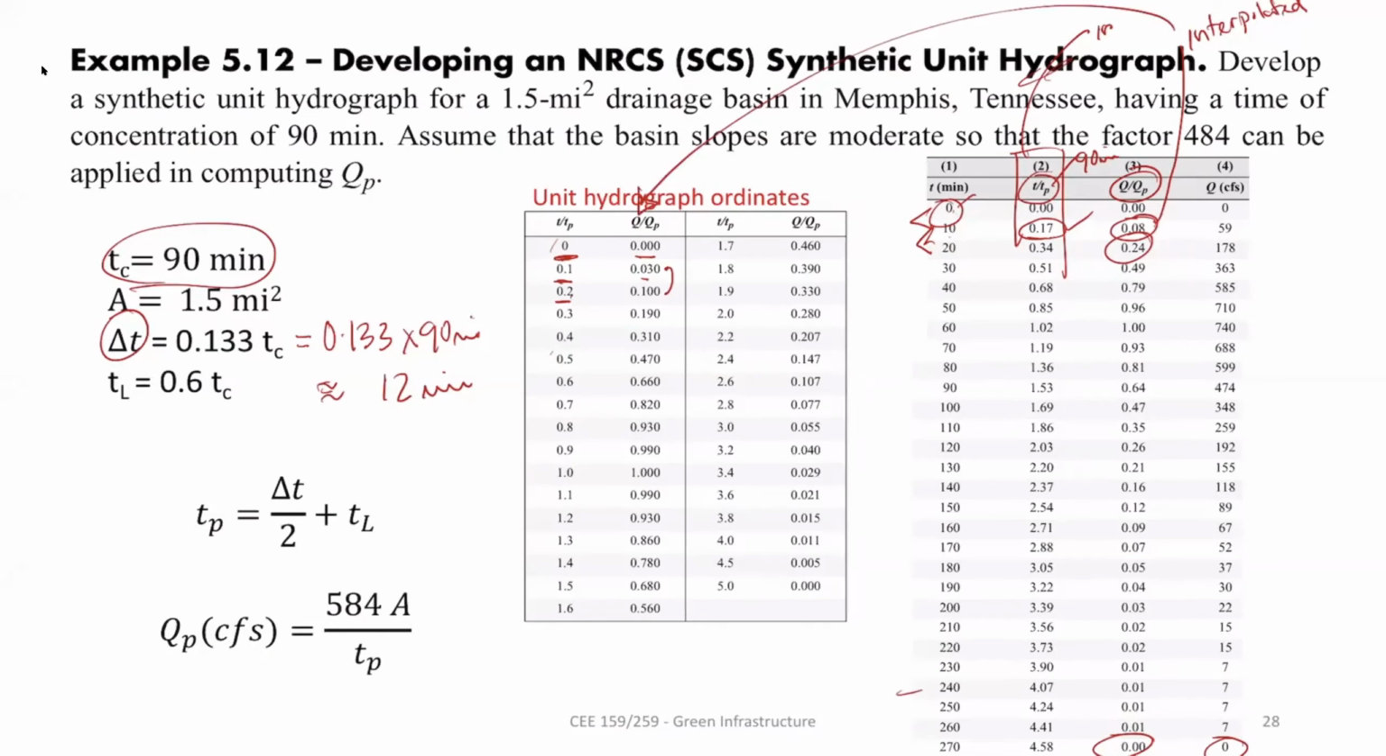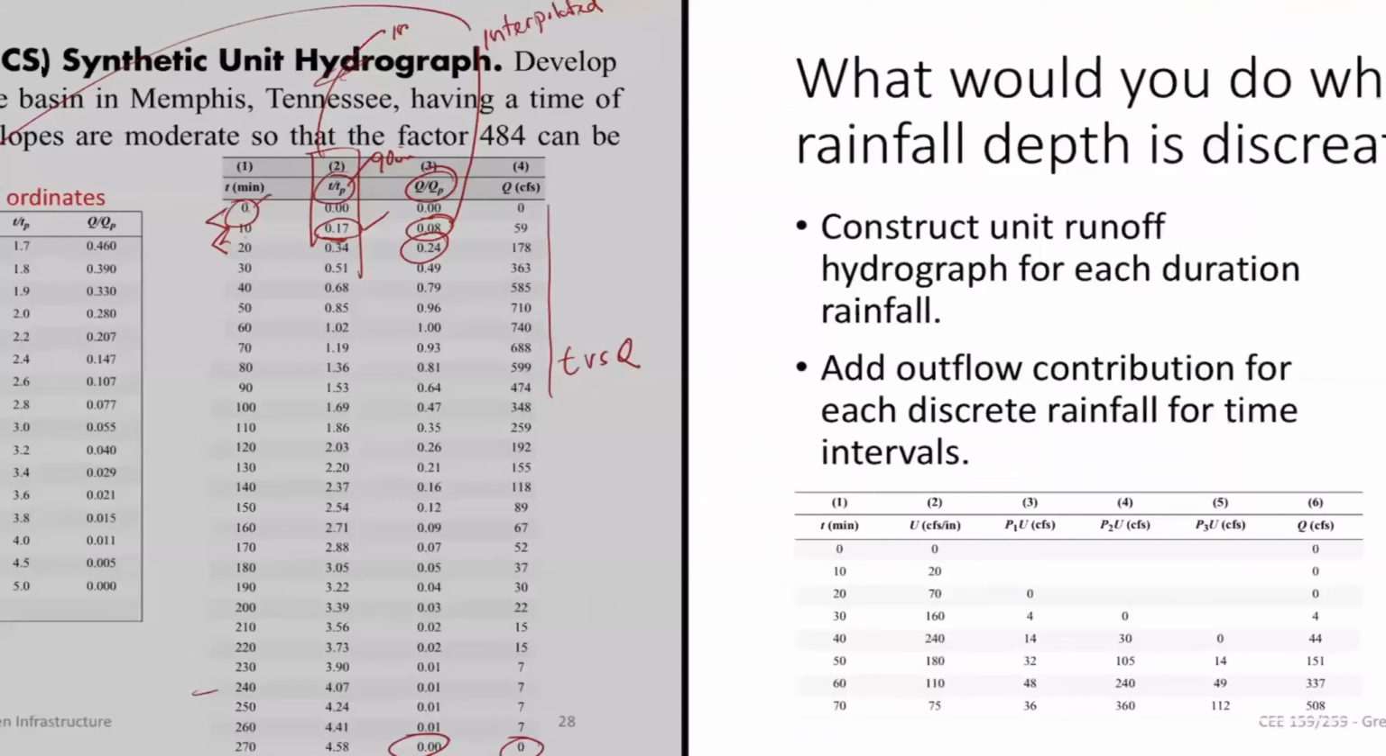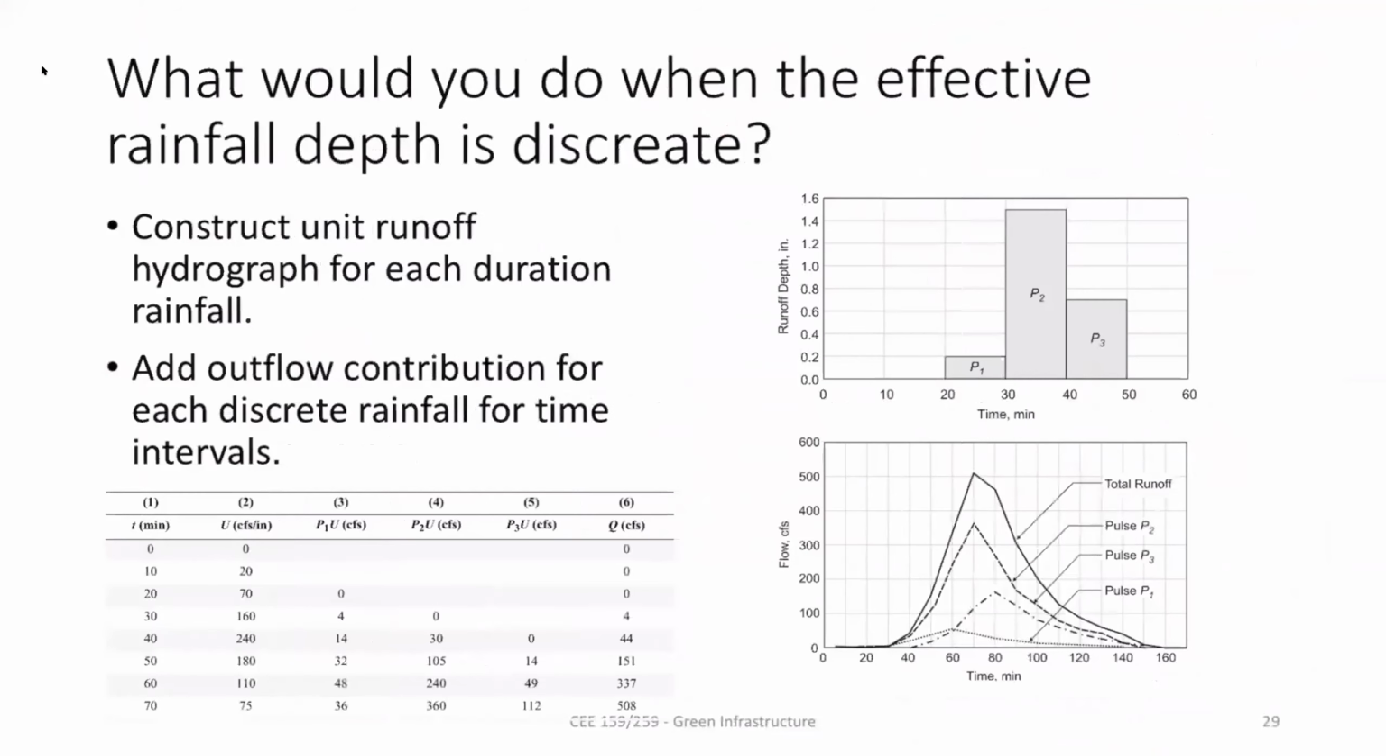From this t by tp value, you can calculate what the Q by QP should be. Once you know this value, you already know your QP value here. You multiply that and you get your Q value. And that's how you can plot T versus Q, time versus flow rate. If you do that for one rainfall, you can do it for multiple rainfalls. Like here, this is one rainfall, this is the second, this is the third.